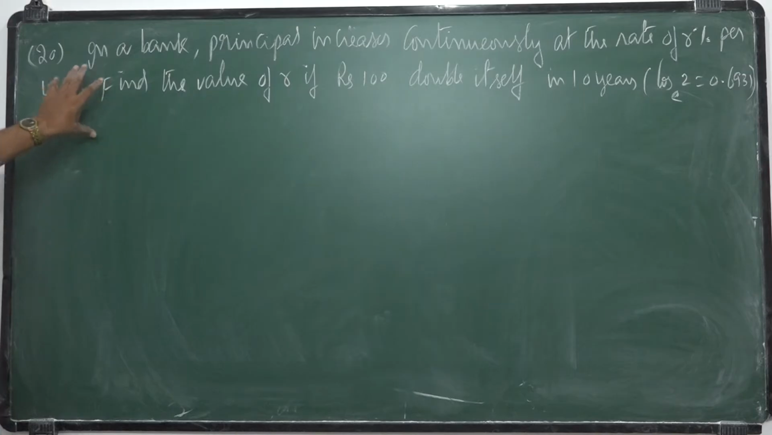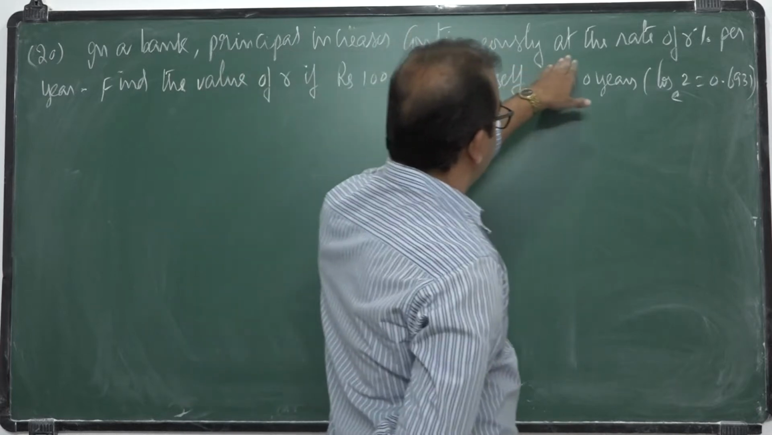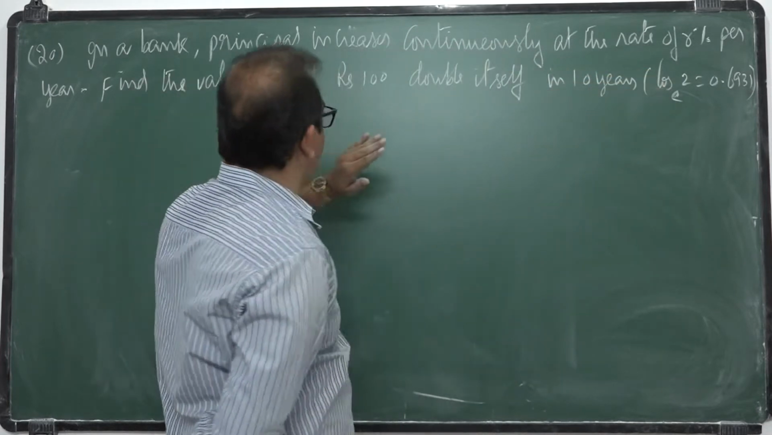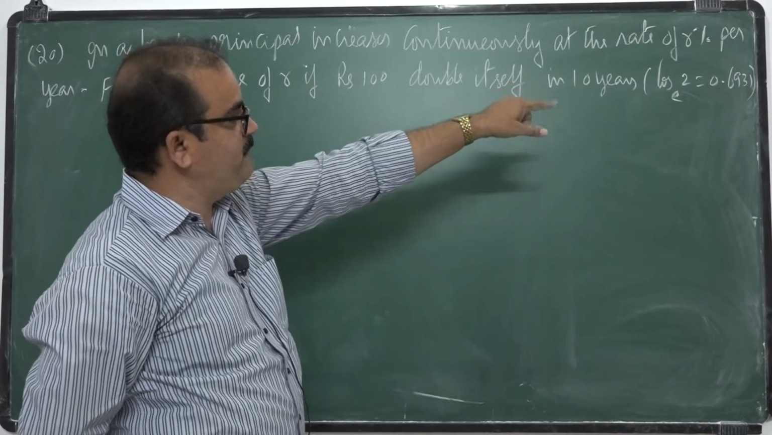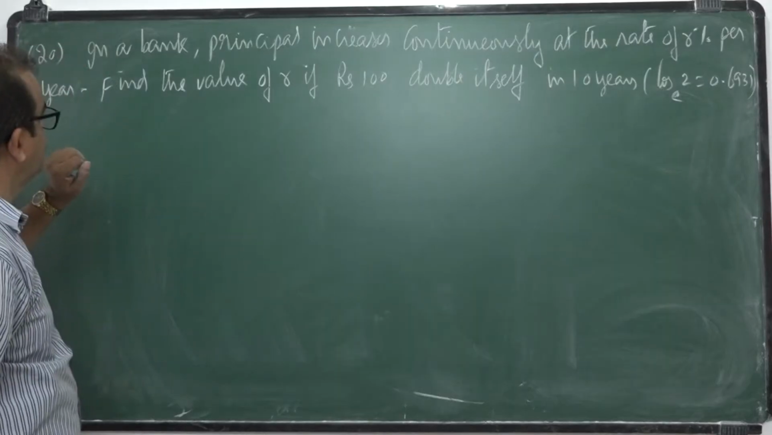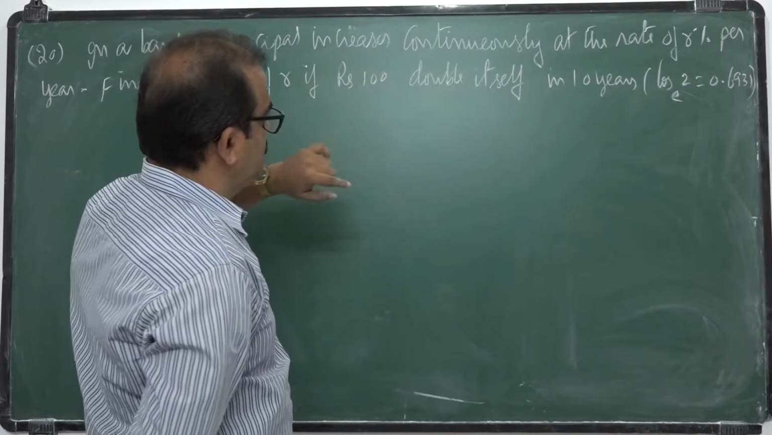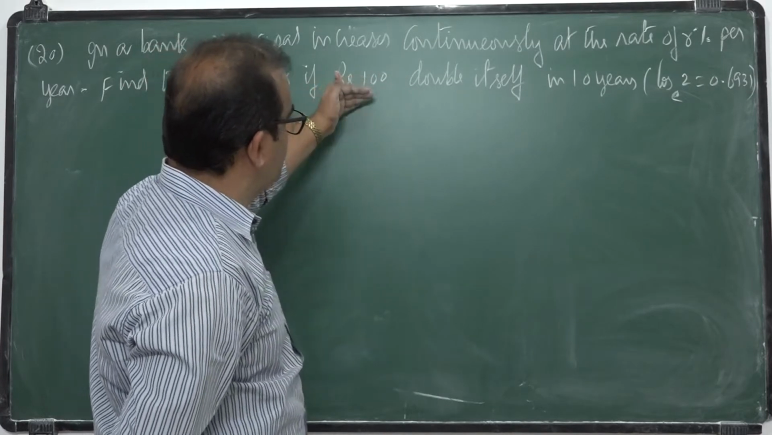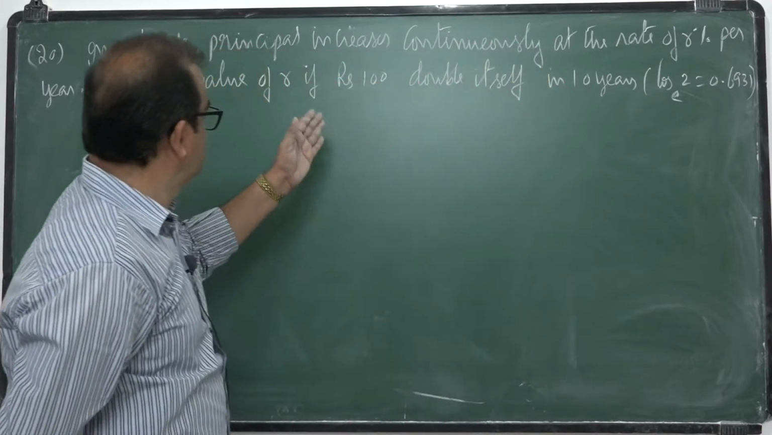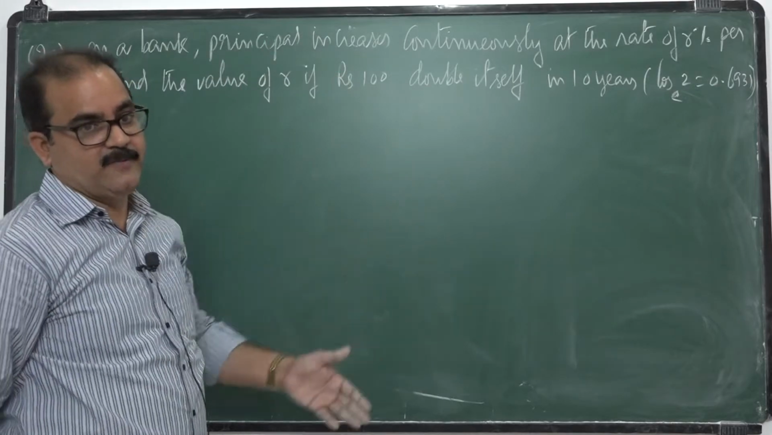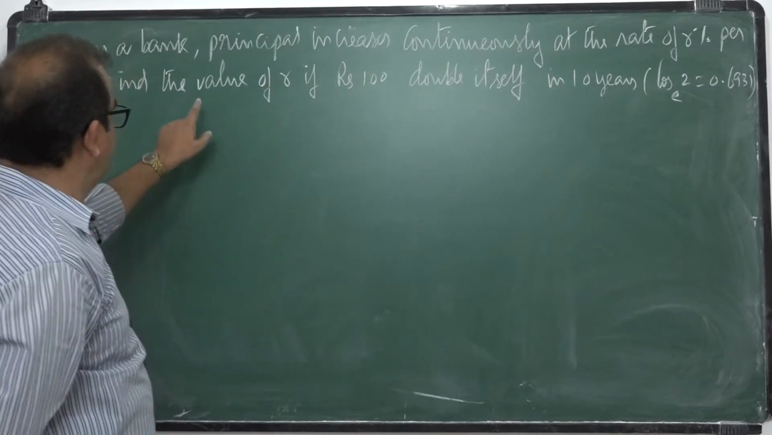Okay, I am explaining the problem. In a bank, principal increases continuously at the rate of R% per year. Principal value continuously increases at what rate? R percentage per year. Then find the value of R, that interest rate R, if 100 rupees double itself in 10 years. In 10 years, that 100 rupees is doubled. That means 100 rupees becomes 200 rupees in 10 years. Then find the value of R.